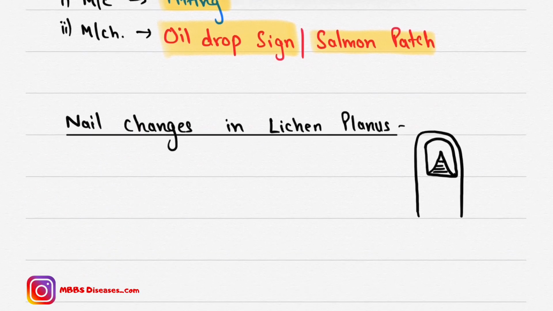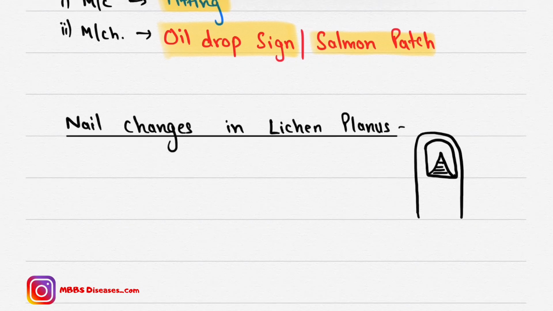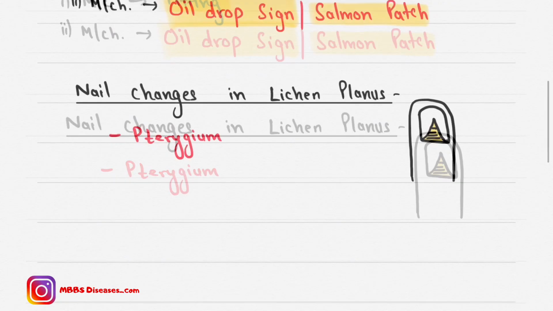Now coming to the nail changes in lichen planus. As you can see in this diagram, I have drawn this part. The nail has a pterygium. Pterygium is characteristic and is present in lichen planus.